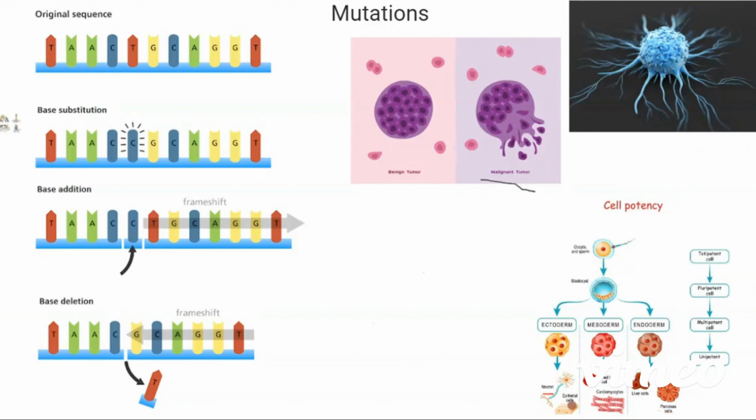Unipotent. Unipotent stem cells can only differentiate into one cell type. For example, there is a type of stem cell that only differentiates into epidermal skin cells.